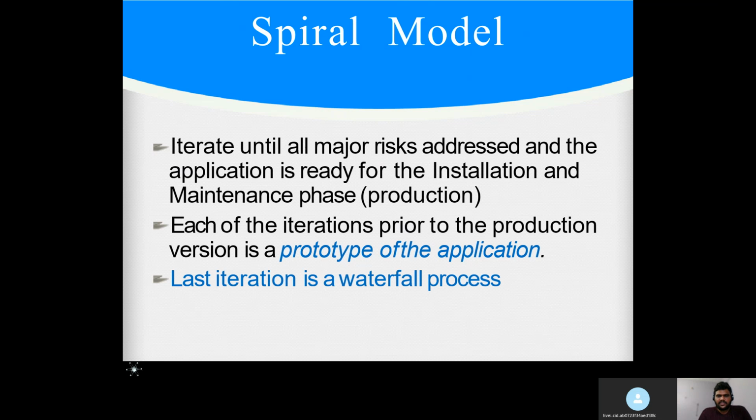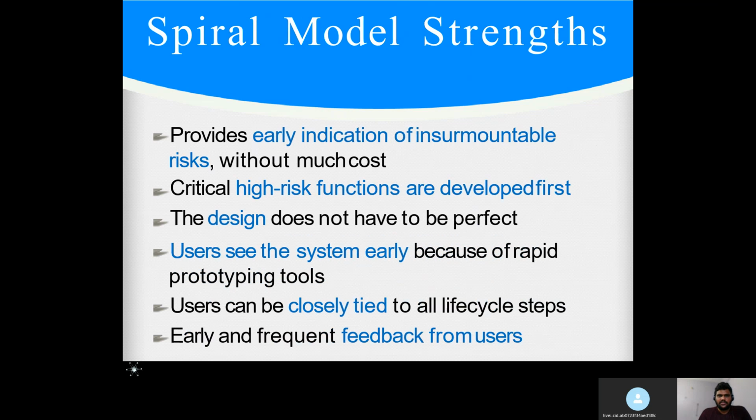Each of the iterations prior to the product version is a prototype of the application. The last iteration is a waterfall process. So the spiral model is nothing but the waterfall continuously performing all these steps in an iteration mode, in a repetitive mode, to address all this. The final will be the waterfall process. In this repetition mode, it provides an early indication of risks and without much cost.